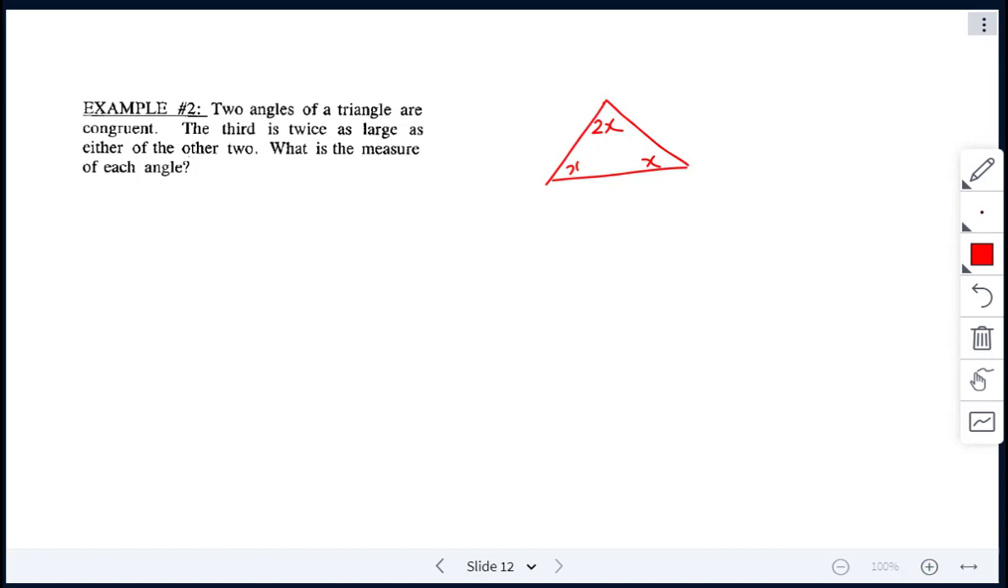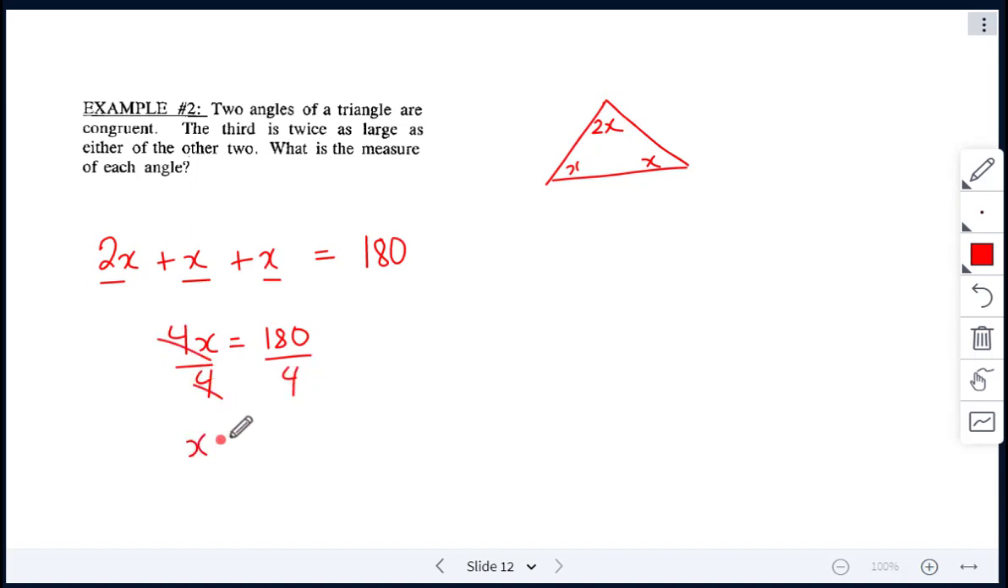Now that we know that the sum of all 3 angles in a triangle is always 180, we can proceed and come up with our equation. So 2x plus x plus x is going to give us 180 degrees. Now we can collect our like terms: 2x plus x plus x gives me 4x is equal to 180. Divide by 4, and that gives me x is equal to 45.